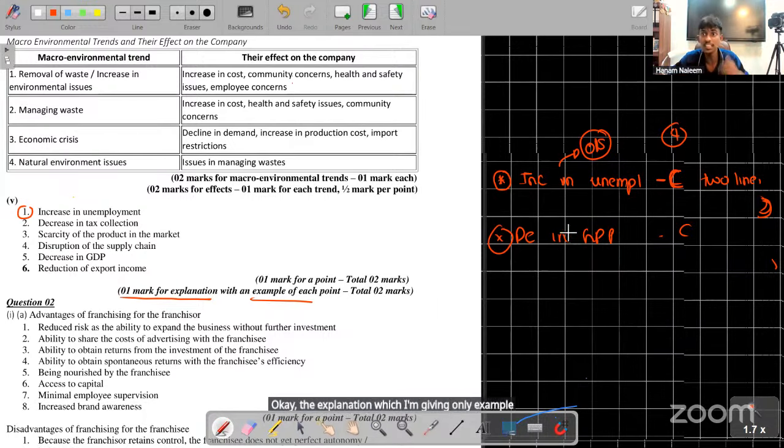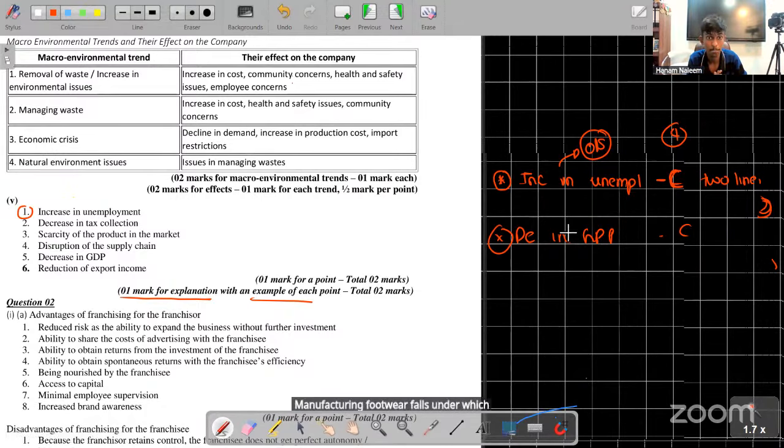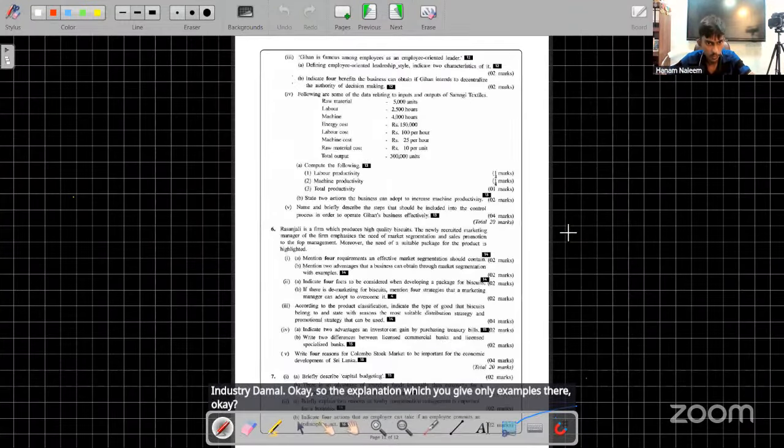And think about decrease in GDP. When the business is discontinued, their contribution to GDP through, can I know what's a sector? Manufacturing footwear falls under which sector? Yeah, industrial. So contributing to GDP through industrial sector reduces. That's the example, industrial sector. So the explanation which you give includes the example. Okay. So I think that's all from that question.